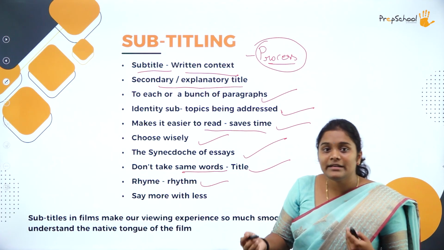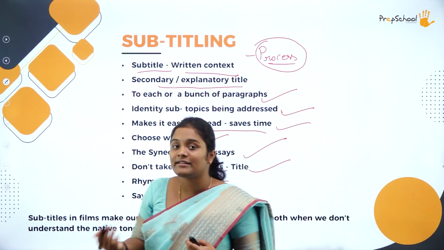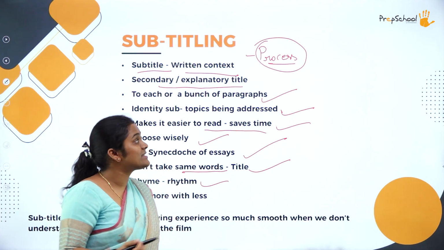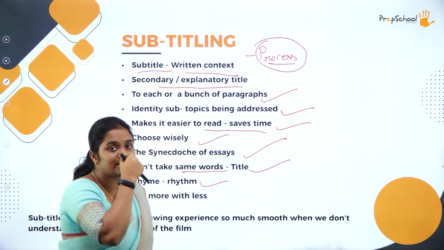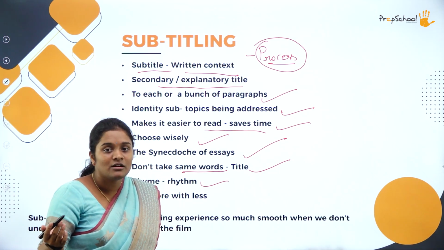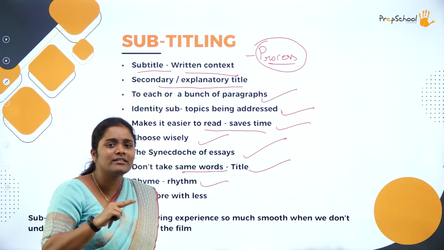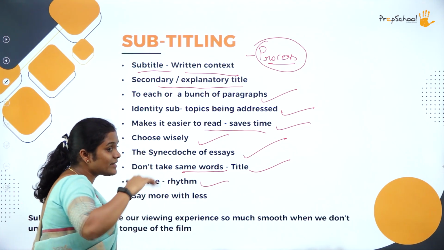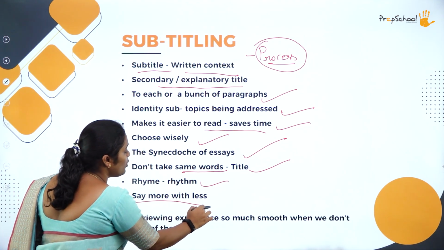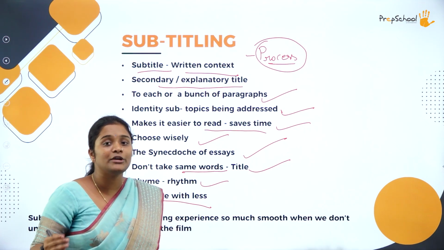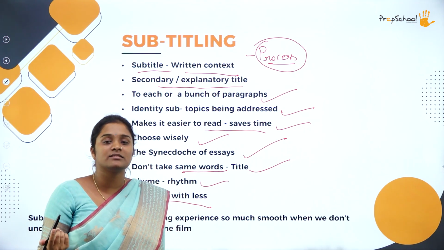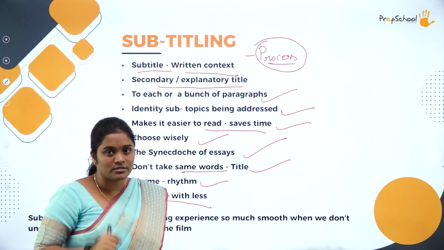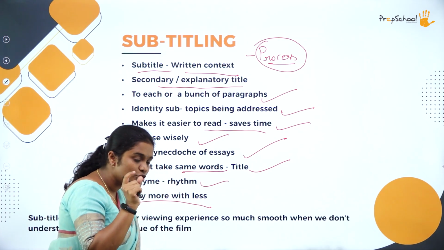Try to rhyme it. Try to keep a subtitle that rhymes. Then it will be catchy for the reader. For example, if it is the process, let's express the process or talk about the process. If you get a rhyming word, then it will be easy to remember. Okay, there will be a rhythm that will be created. Say more with less. Subtitles also, try to keep it really short. Most of the subtitles that you would see in the written context will be very short, like one word. Okay, so try to keep it shorter.